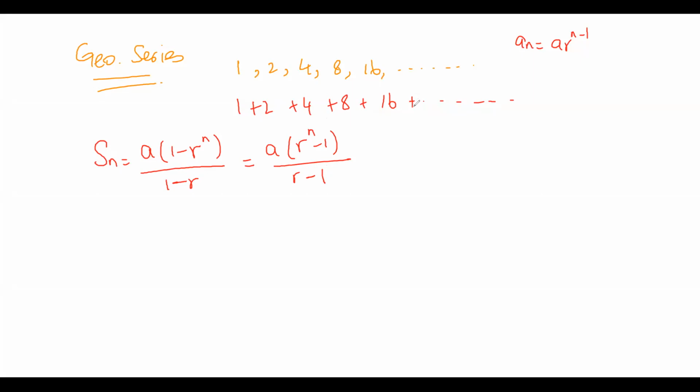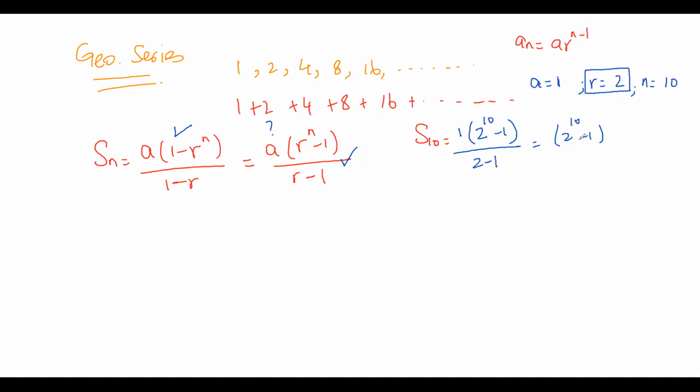Suppose this is the case and you want to find the sum of the first 10 terms, S10. In this question, your a is 1, your r is 2, and your n is equal to 10. Now which formula should I use, this one or this one? That depends on the value of r. If your r is more than 1, you better use this formula. If r is less than 1, you must use the other formula. That will save your time. Otherwise, any of the formulas can be used if you're not worried about the time. So S10 is going to be a, which is 1, into 2 raised to power 10 minus 1, over 2 minus 1. So this is 2 raised to power 10 minus 1. You can use your calculator to find the sum.